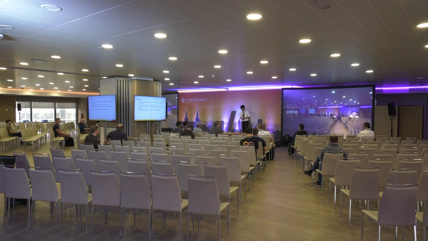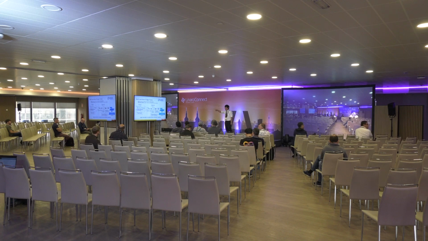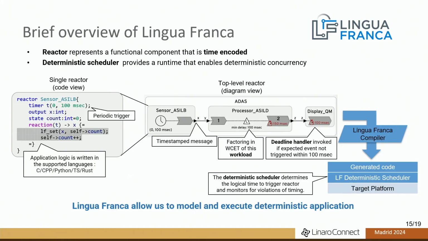Thank you. You mentioned there is runtime monitoring as well, right? How does that work? Runtime monitoring mainly uses the message timestamp. The message is sent from the sensor reactor to the processor reactor, and this message has a timestamp internally. Then the deterministic scheduler uses this timestamp to decide the execution order of reactors.